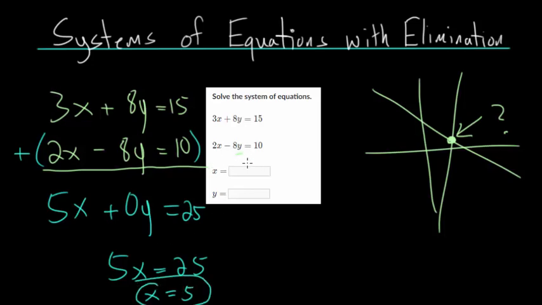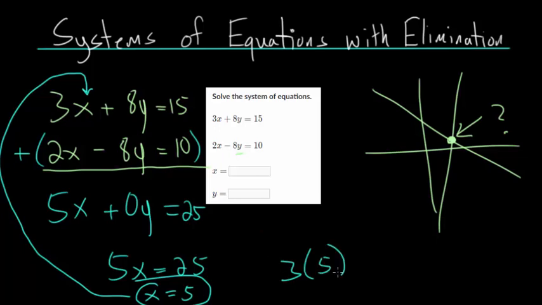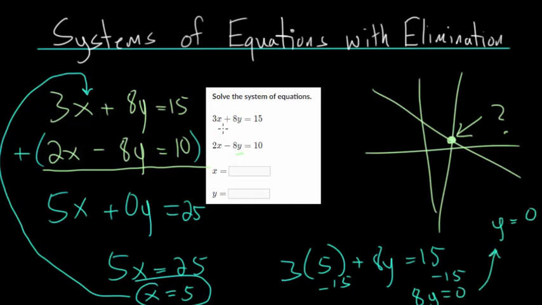So we found one of our coordinate points. We just need to find the y value. And at this point, you can choose either to plug it into this equation or this one. It really doesn't matter. So let's just plug it into the top equation here. So we have that 3 times 5 plus 8y is 15. Notice this is 15, and if we subtract 15 on each side, we get that 8y is 0, or that y is 0. So what we found is that these two lines cross in the point when x is 5 and y is 0. So that's what you'd put in the box. x is 5 and y is 0.